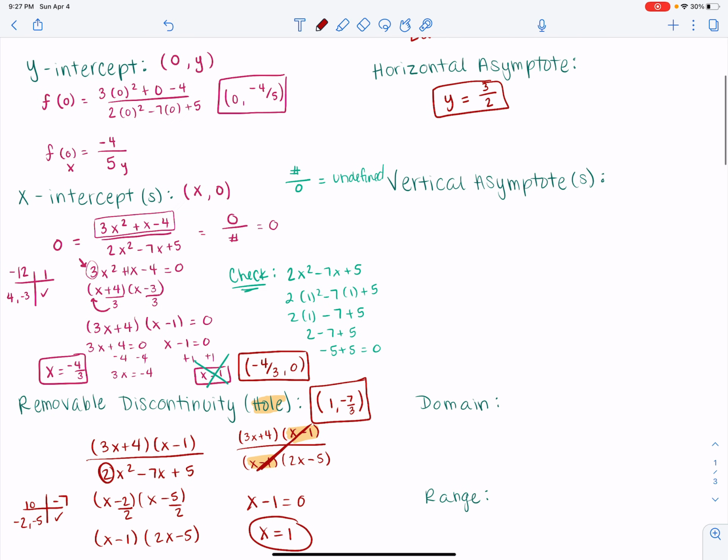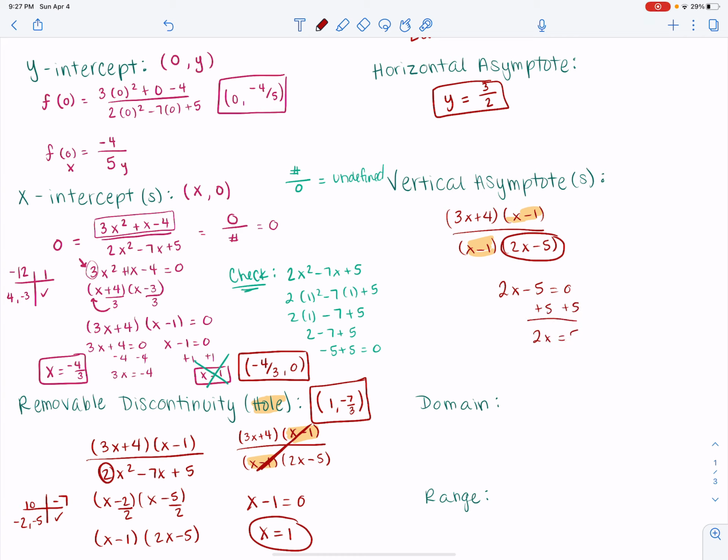The vertical asymptote, remember, we make the denominator 0. But when I look down here where I already separated it, I already found out that this is 3x plus 4, x minus 1 over x minus 1, 2x minus 5. I already figured out that x minus 1 is a hole. So the vertical asymptote is only 2x minus 5. So 2x minus 5 equals 0. Add 5, so 2x equals 5. Divide by 2. So x equals 5/2 is the vertical asymptote.